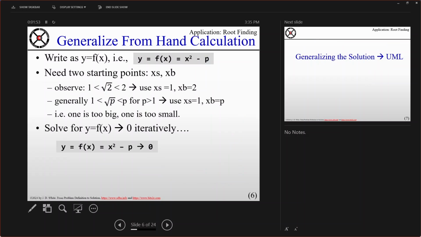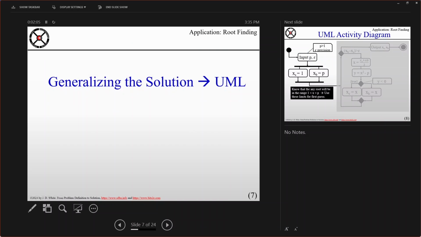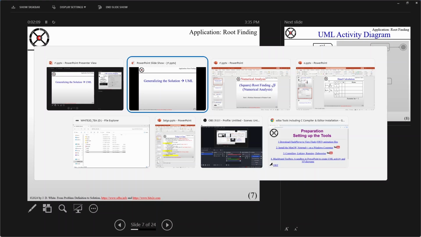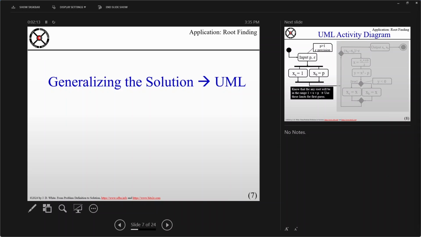Okay, we observed that we needed two starting points, a big number and a small number, and we tried to use 2 and 1 to start. We know that it's going to be somewhere between there, and we just kept taking the median. So now we need to generalize the solution to UML, which you are going to try to do by yourself first. Okay, you try first.